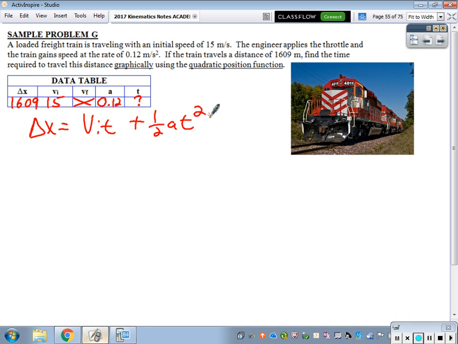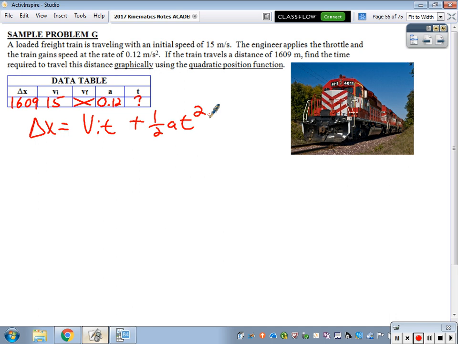Now, if this were a slightly different problem, we would not have to solve it as a quadratic, meaning this. If our initial velocity was 0, what would happen to the VIT term? It would also become 0. That would effectively drop out. And it would just be delta x equals 1/2 AT squared. Could we solve that algebraically for t? Yeah, we can do that pretty easily.